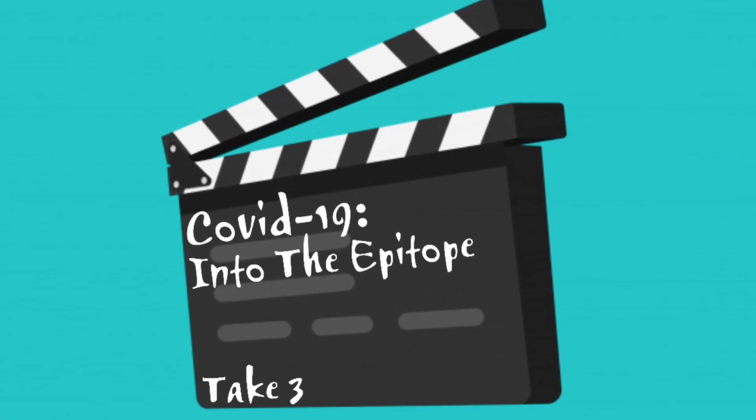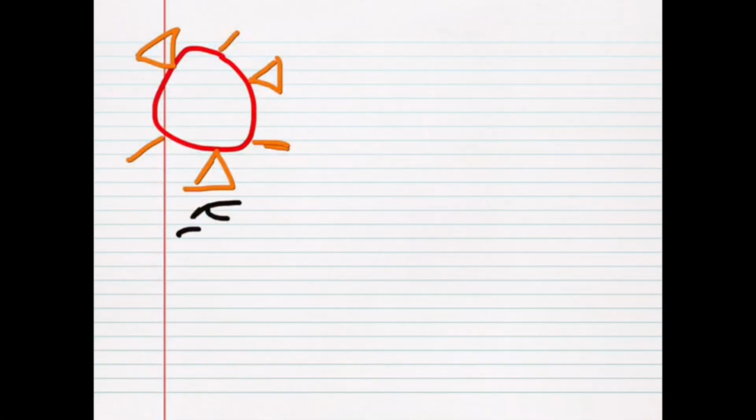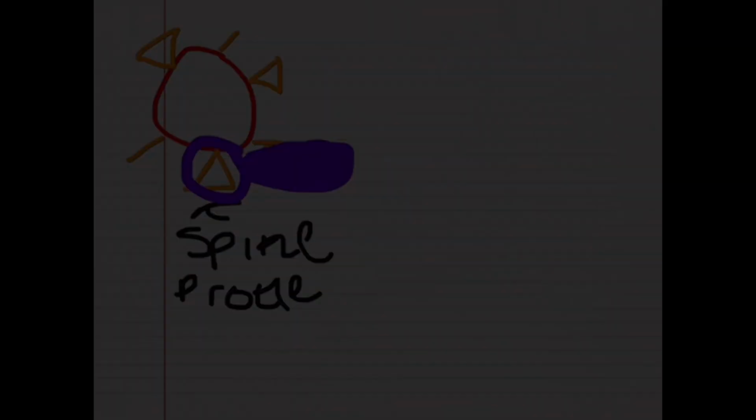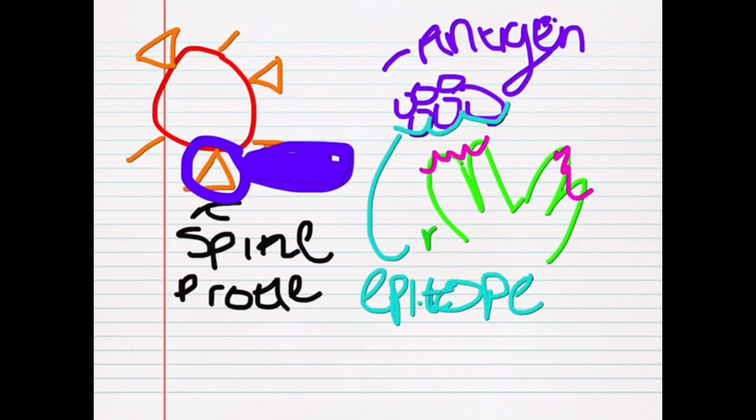COVID-19 Part 3: Into the Epitope. From the 542nd amino acid to the 964th amino acid on the spike protein may contain epitopes. But what is an epitope and why should we care?